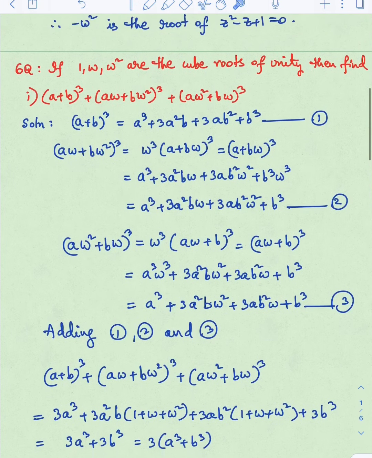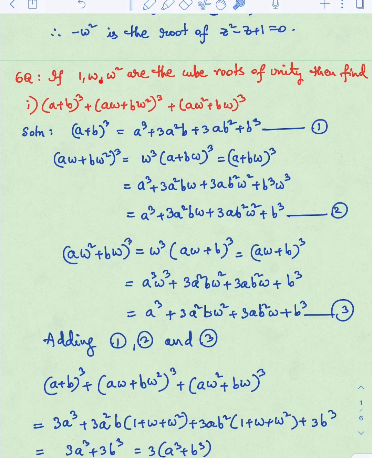Sixth question. If 1, omega, omega square are the cube roots of unity, then find the first bit. Here in the first bit, what to do? There are 3 parts taken separately. This is the first part, this is the second part, this is the third part, and afterwards adding all those 3 so that we get the result, because there is a plus symbol.